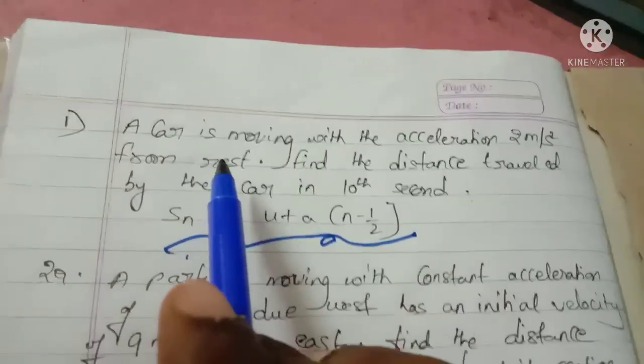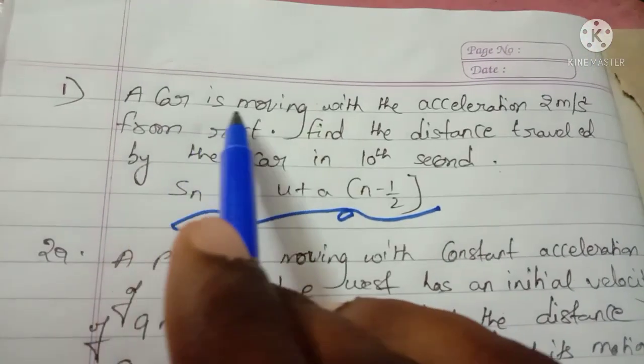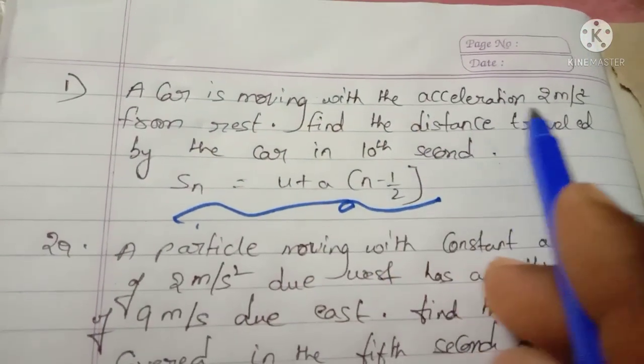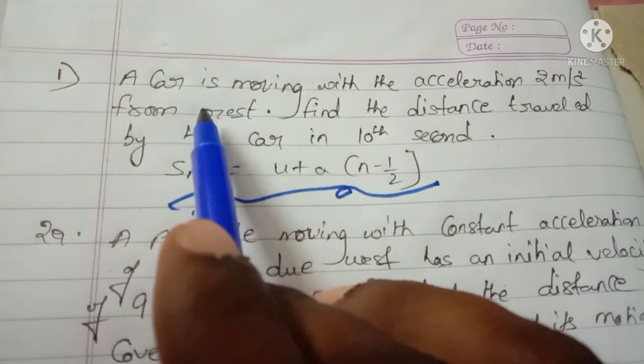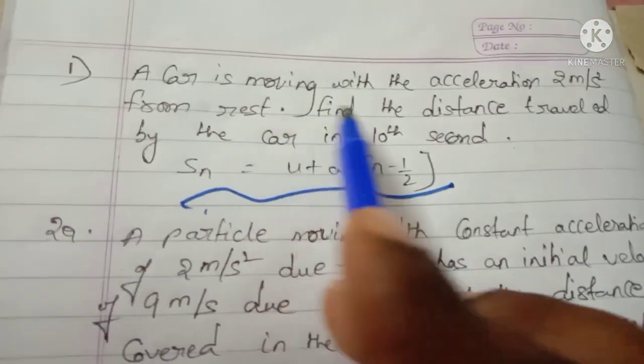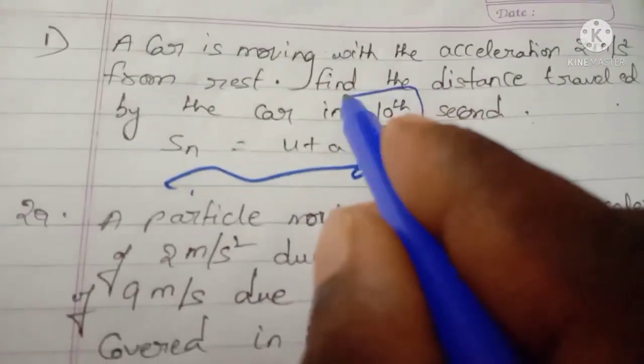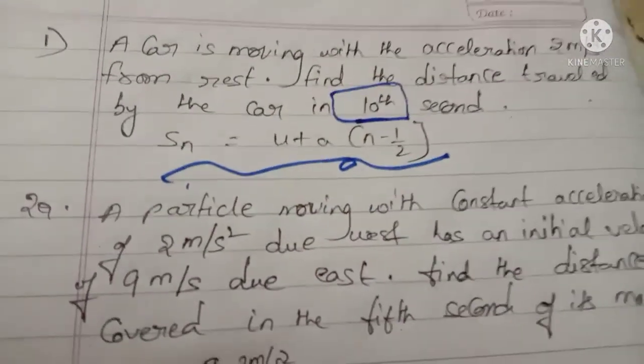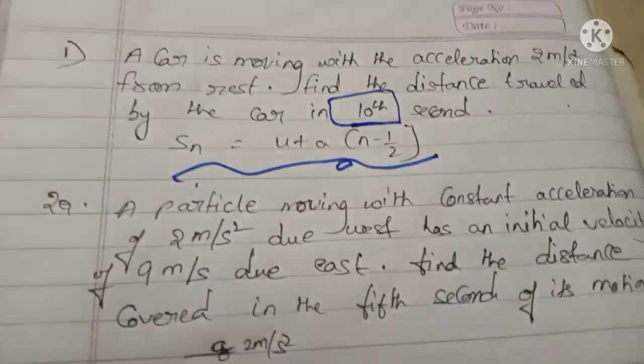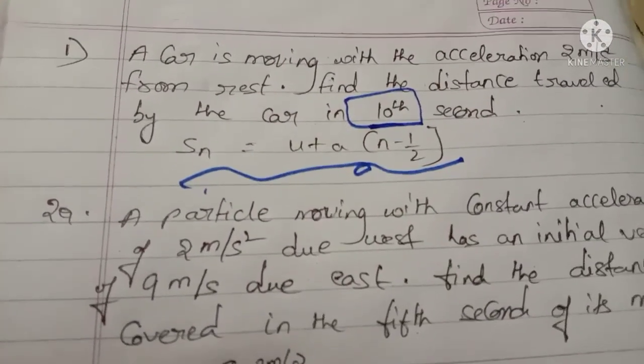So here is an example question. A car is moving with acceleration 2 meter per second square from rest. Find the distance traveled by the car in 10th second. See here, he is particularly asking the 10th second. So distance traveled in one particular second, that is 10th second. Okay, that distance he is asking.